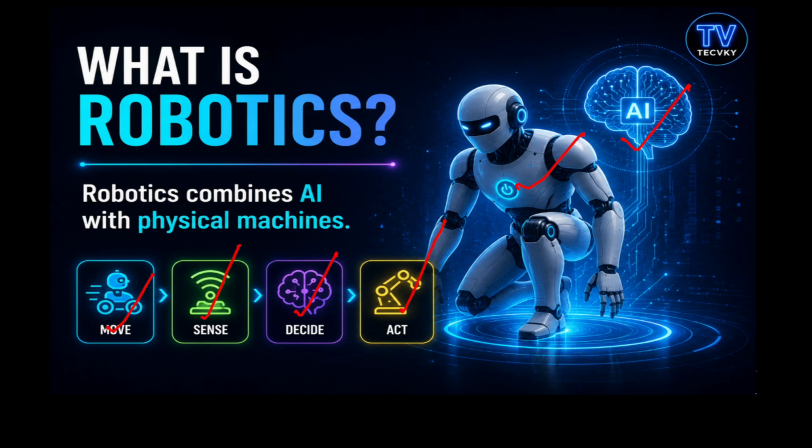AI helps robots become smarter and more adaptable. Instead of simply following fixed instructions, AI powered robots can learn from experience, adjust to changing environments, recognize objects, and make better decisions over time. This combination of intelligence and physical action is what makes robotics such an exciting and rapidly growing field.